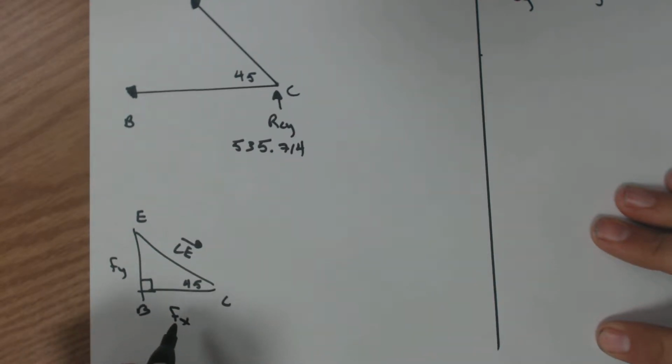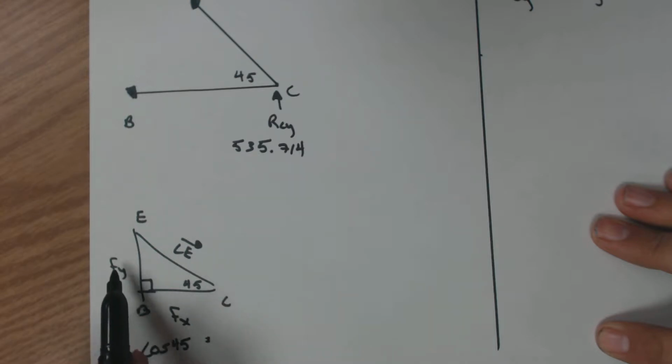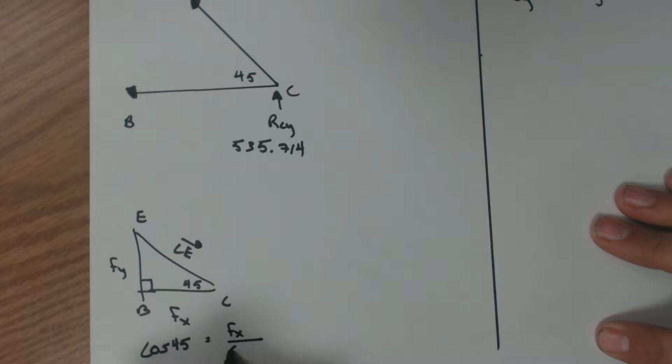To find the force in the X, I'm going to use cosine. Cosine of 45 is going to equal adjacent over hypotenuse. Force in my X over my important vector, the overall vector. So my force in my x-axis, I should label this correctly here, CE in my x-axis is equal to the overall CE times cosine 45.